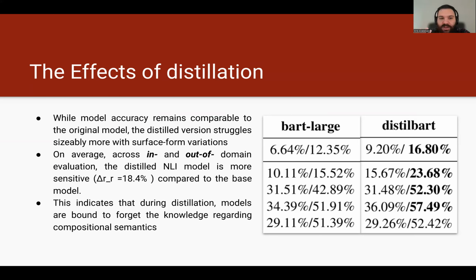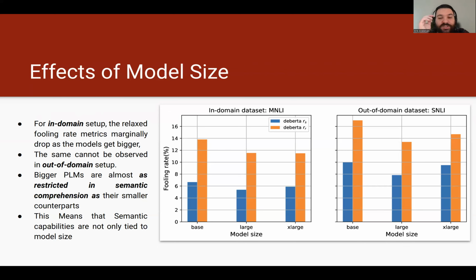And everything we said priorly remains the same. Half of the flips are flips towards an opposing class. Then we say, okay, let's look at model size. Maybe our results improve as the model gets bigger. So for the in-domain setup, the relaxed fooling rate metrics marginally drop as the models get better, essentially meaning that bigger models are better at maintaining their original prediction in the face of semantic or surface form variations. But the same cannot be said for the out of domain setup.